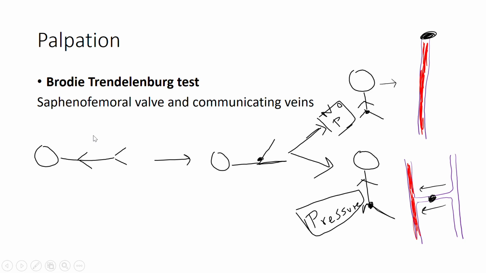Second step is, ask the patient to stand, but here what happens is, you are retaining the thumb that you placed here. Okay, now here, if the veins fill up, this indicates the incompetency of the communicating veins. Okay, so two ways are there. One is with the thumb placed and one with the thumb removed. Okay, so this is the Brodie-Trendelenburg test to check whether the saphenofemoral valve and the communicating veins are incompetent or not.